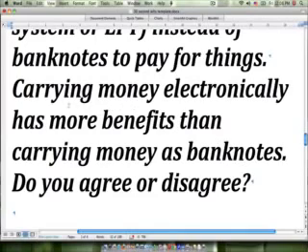Okay, so the question, I'm sure you will agree, is quite straightforward. We are simply asked to comment on whether carrying money in an electronic form, such as a debit card or a credit card, carries with it more benefits than holding money as banknotes, which would be just like paper money, like the paper US dollar, the Emirati dirham. Do you agree or disagree? Now, the student responded to this as an argument essay, as they should, and they agreed with this statement.